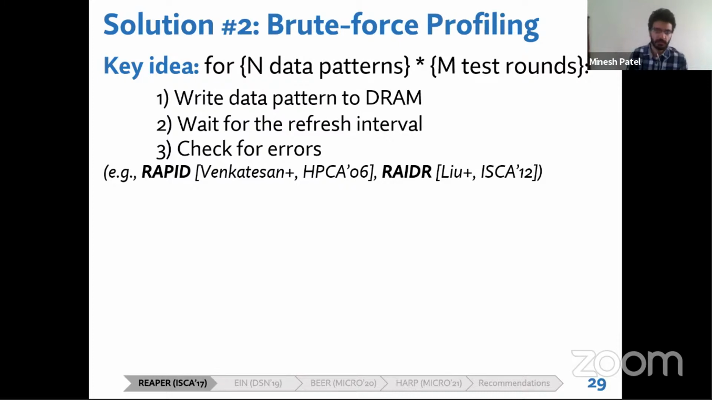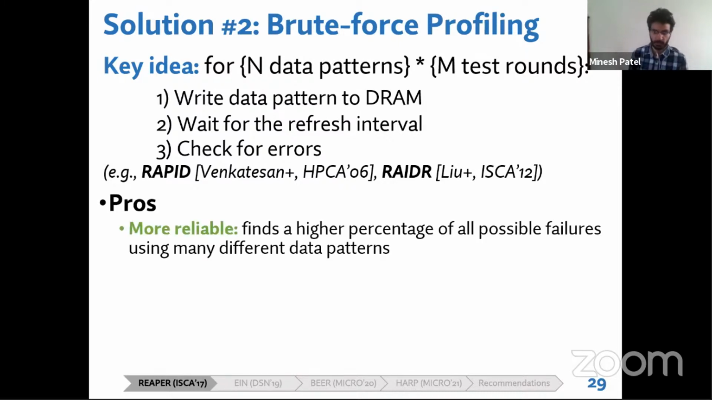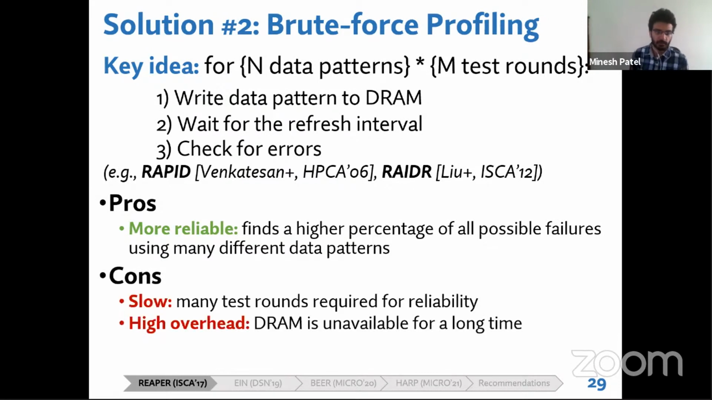that occurred. The pros of this approach is that it's rather reliable because it finds a higher percentage of all possible failures by using many different data patterns, many different profiling rounds, and explicitly inducing worst case conditions. However, we find that with this approach, it's rather slow because many different testing rounds are required to provide high reliability. Therefore, it can be high overhead because DRAM is actually unavailable for normal operation during the profiling process.